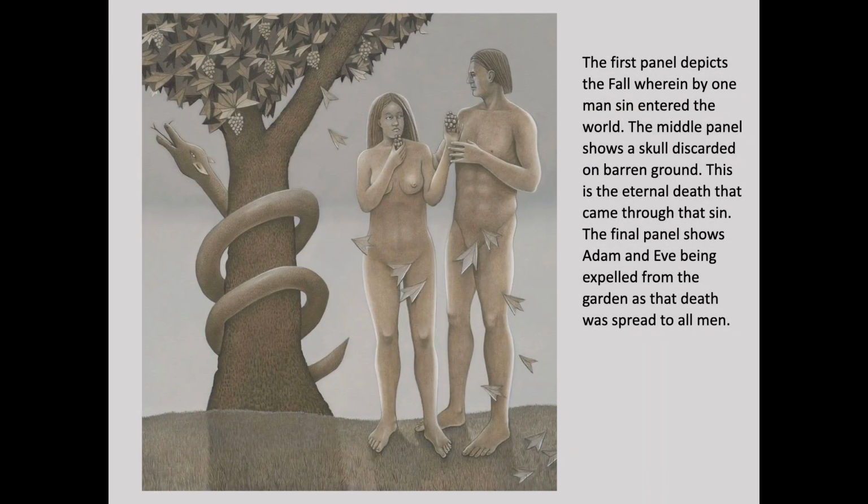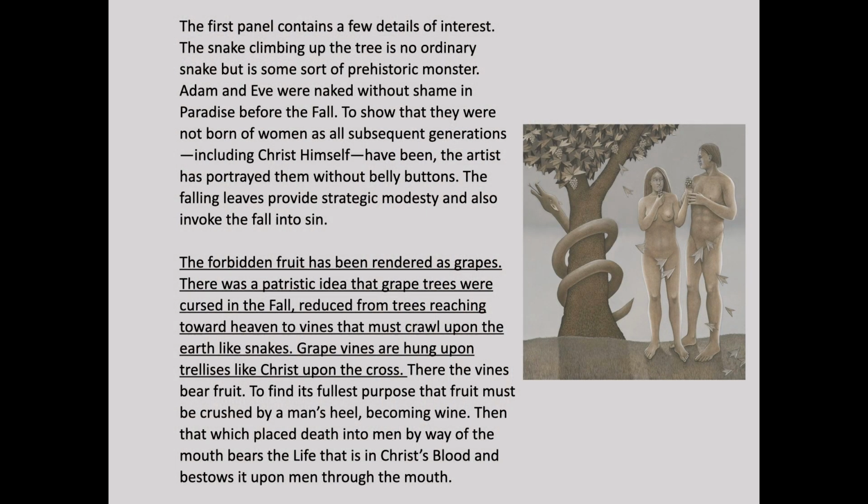The first panel depicts the fall, where one man's sin entered the world. If you notice, they're eating grapes. So the forbidden fruit has been rendered as grapes. I'm reading, the patristic idea that grape trees were cursed at the fall, reduced from trees reaching towards heaven to vines that must crawl upon the earth like snakes. Grapevines are hung upon trellises like Christ upon the cross. That was really wonderful. That was Pastor Peterson.